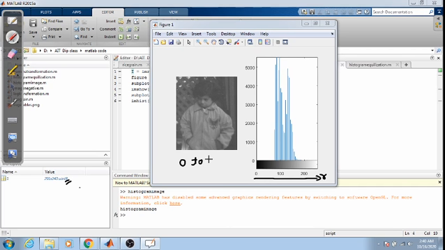0 to 7, sir. 8-bit image means 2 to the power of 8 levels, so it would be 0 to 255. So this is the 256 intensity levels.